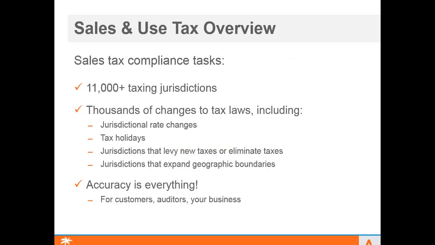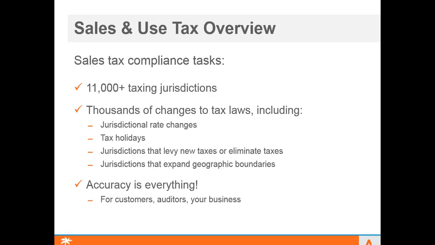One thing that's complex about sales tax is that there are over 11,000 taxing jurisdictions, and with each one of those there are rates, rules, and boundaries that are all a little bit different, and changes happen all the time. So anything from a tax rate change, a tax holiday, like in Florida right now, there's a tax holiday on things for hurricane supplies like plywood and batteries and things like that.